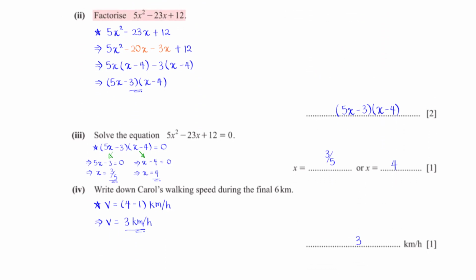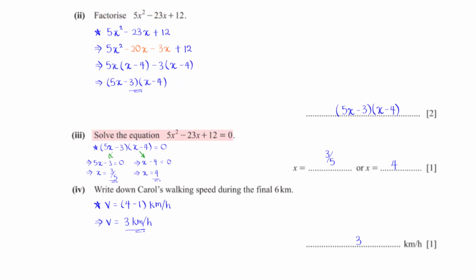Factorize 5x squared minus 23x plus 12. Negative 23x can be rewritten as negative 20x minus 3x. When we factor out 5x from the first 2 terms, we are left with x minus 4. And when we factor out negative 3 from the final 2 terms, we are left with x minus 4. This can be rewritten as 5x minus 3 times x minus 4.